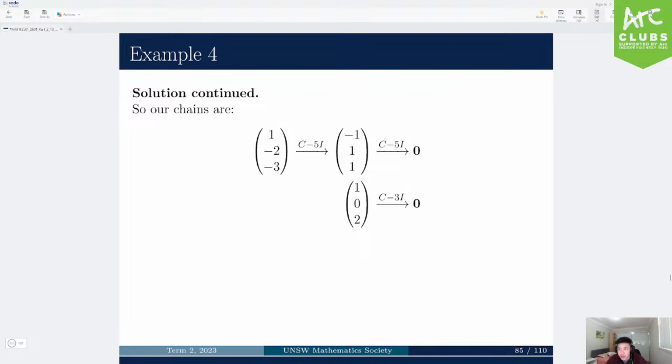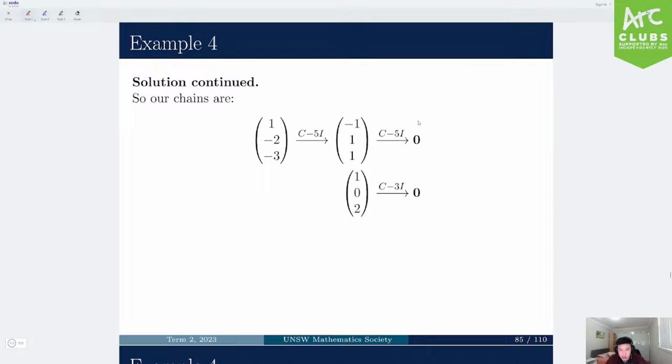So our corresponding chains, right? If you want to think about it using block diagrams, for eigenvalue lambda is 5, we have this Jordan block here, and for eigenvalue lambda is 3, we have just a single block. Okay. So if we start off with our vector 1, minus 2, minus 3, we can chain it down to minus 1, 1, 1, which is in the bottom block there. Okay, and 1, 0, 2 is just going to be in this block here.